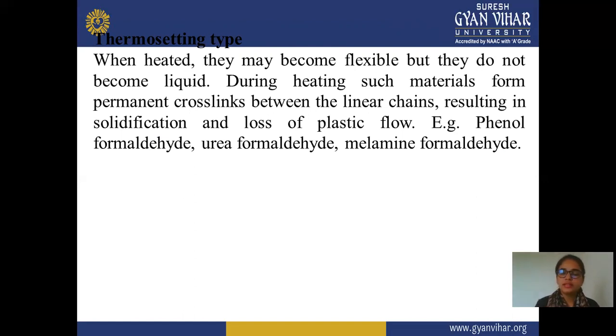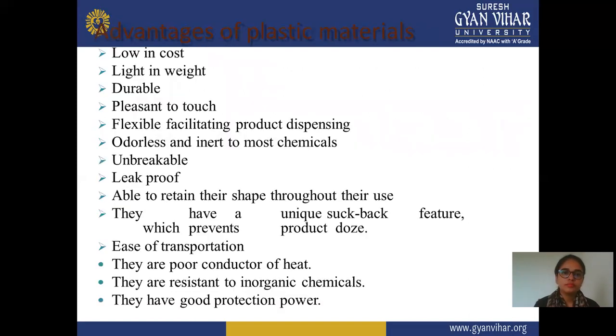It means the first type, thermoplastic, is in liquid form when you heat it, and when you cool this fluid, it solidifies and forms the shape of your plastic. But this thermosetting type doesn't melt. It is in flexible form, and when you cool it, it can easily gain the shape between the linear chains and start to solidify, with loss of plastic flow. Examples are phenol formaldehyde, urea formaldehyde, and melamine formaldehyde. These are examples of thermosetting plastic.